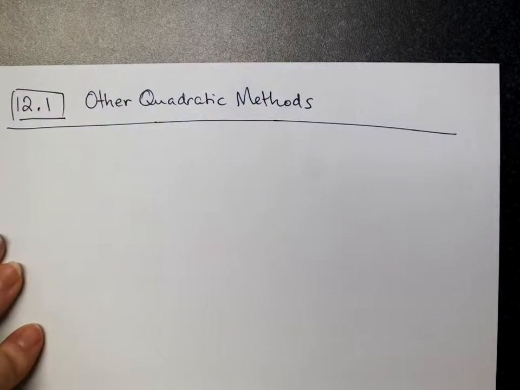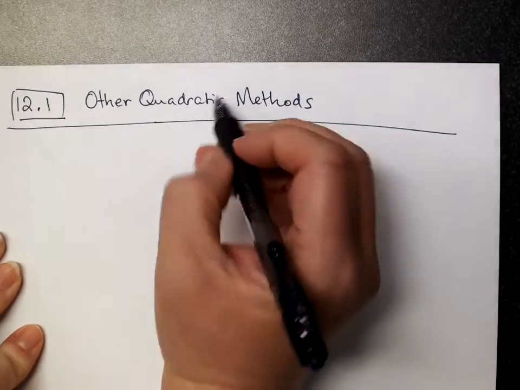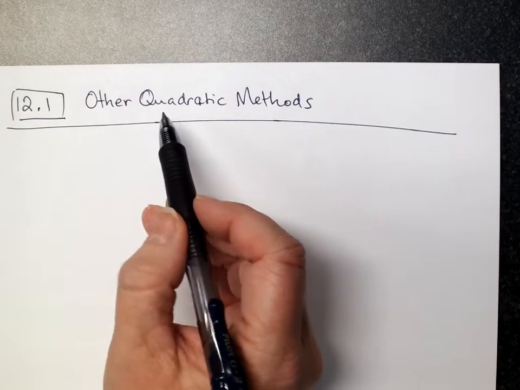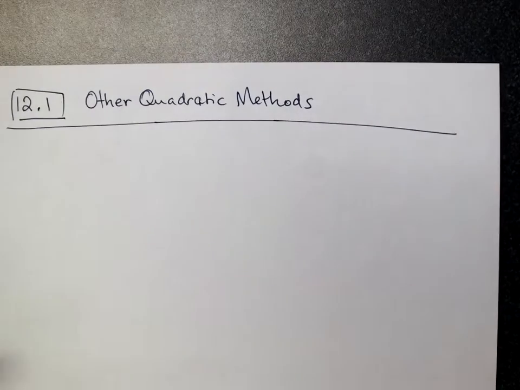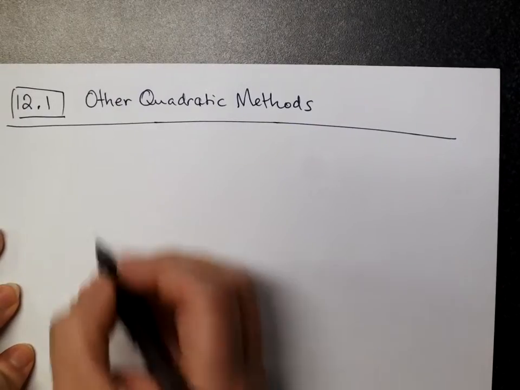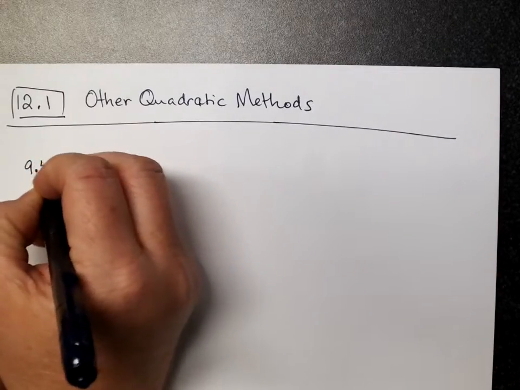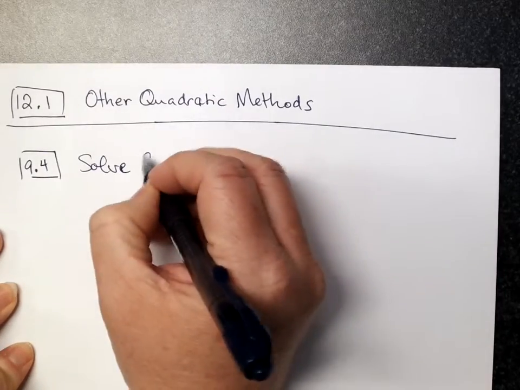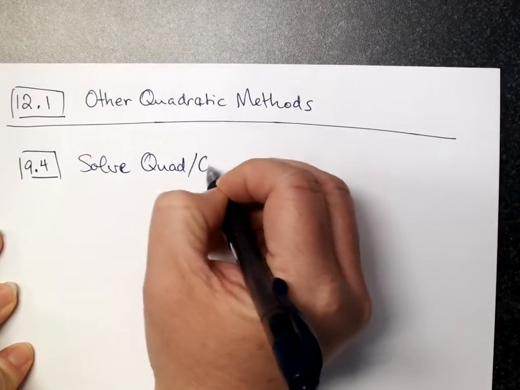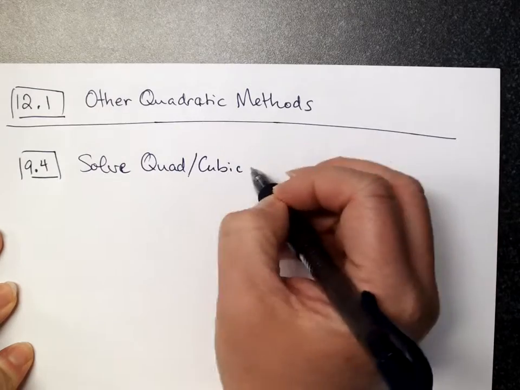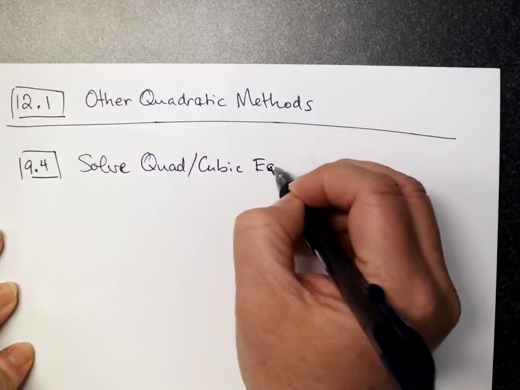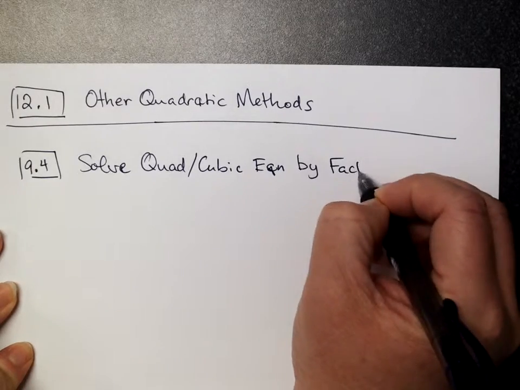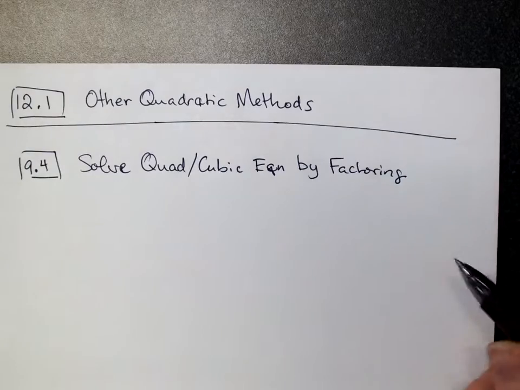Okay. So we're going to learn some other quadratic methods, meaning some other ways to solve quadratic equations that don't involve the way we've already been solving them. The way we've already been solving them is from 9.4, which is solving quadratic and also cubic, second degree or third degree equations. And the method we used was by factoring.